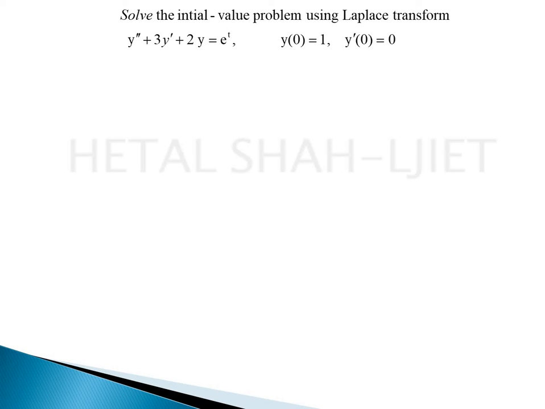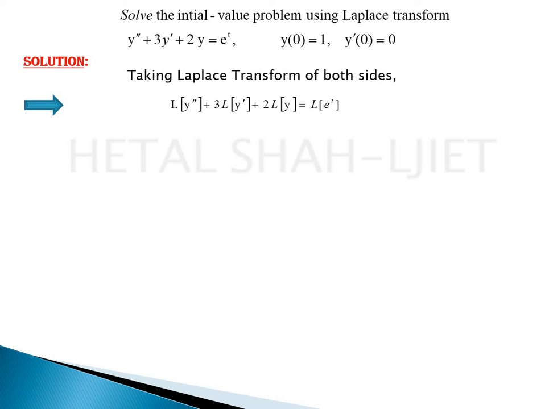Now let's move on to another example. Solve the initial value problem using Laplace transform. This is our ordinary differential equation with the initial condition. So let's start by taking Laplace transform of both sides. By taking Laplace transform on both sides, here Laplace of y double dash plus 3 Laplace of y dash plus 2 Laplace of y is equal to Laplace of e raised to t.